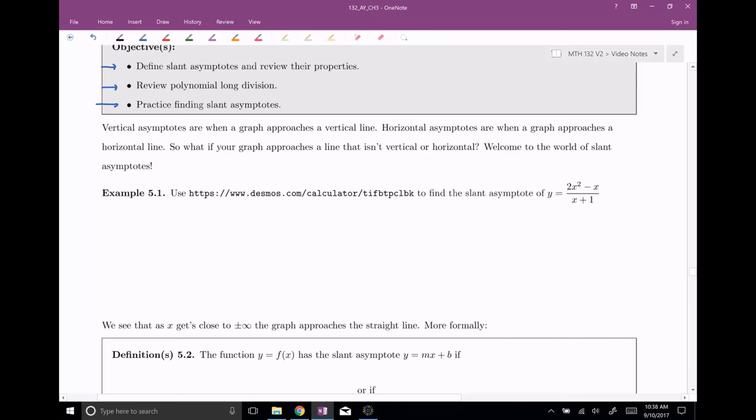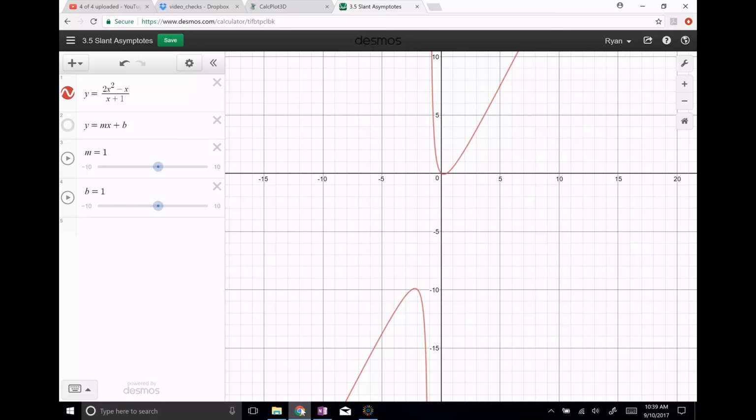So in order to get us starting to think about these things, I have a Desmos graph that I'd like us to play with and try to find the slant asymptote of (2x squared minus x) over (x plus 1). I already have it loaded here, but you may also want to load it. Here's our graph. It has a vertical asymptote at x equals -1, because that would make you divide by 0 here. So yes, vertical asymptote.